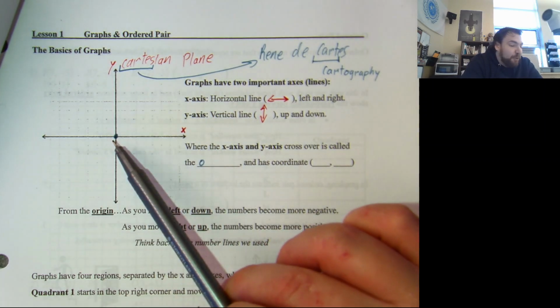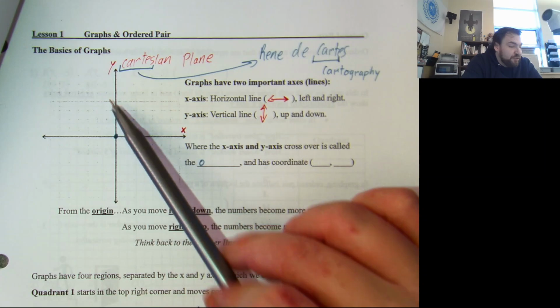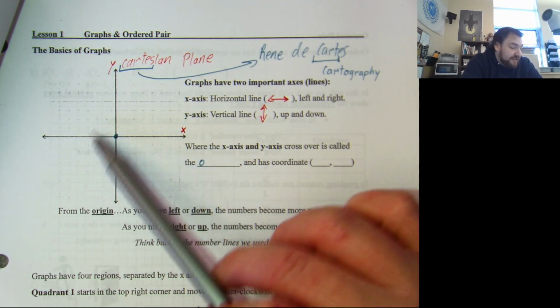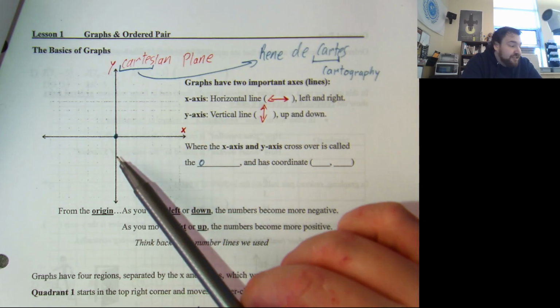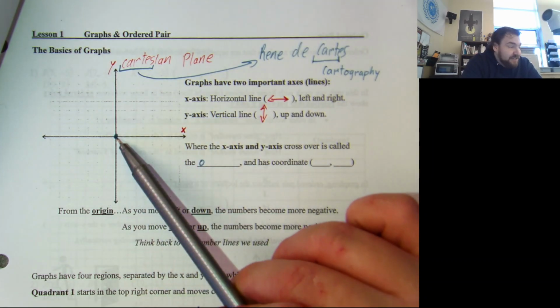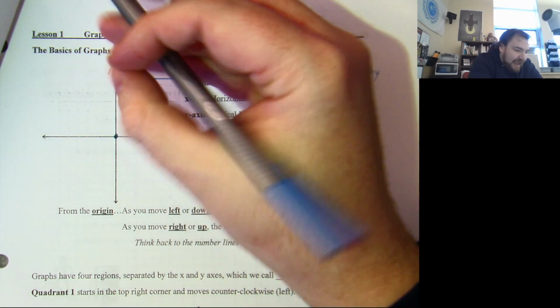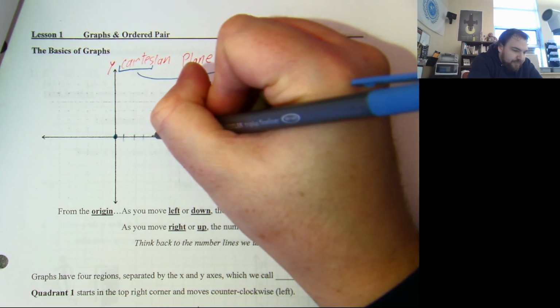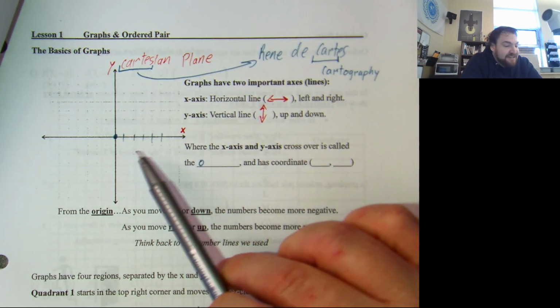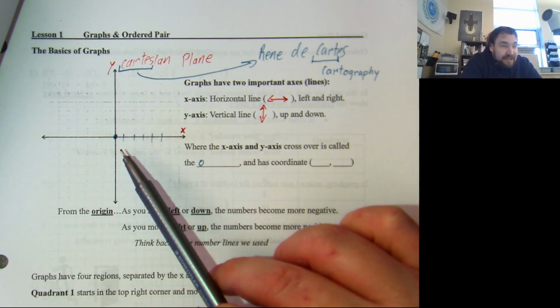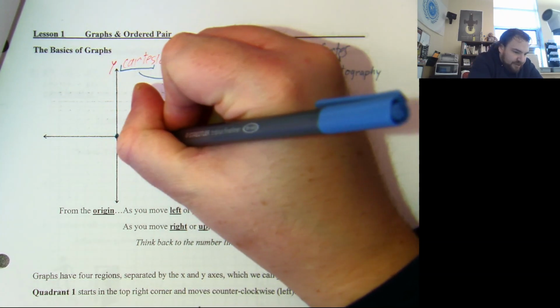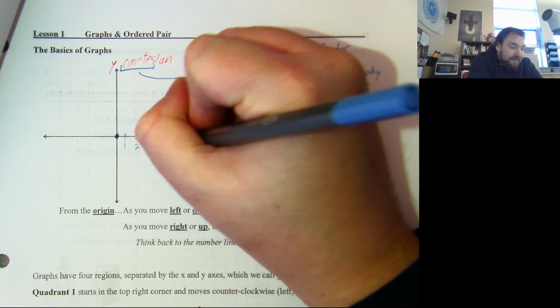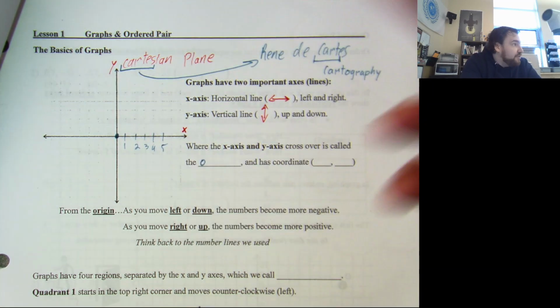So this is the point right here where these two things cross. You can think of it as the center of the grid. And we start to number things based on this point right here. As we move to the right on this axis, we number it like a number line. We call this 1, 2, 3, 4, 5, or maybe you pick a different scale. Maybe you go by twos.